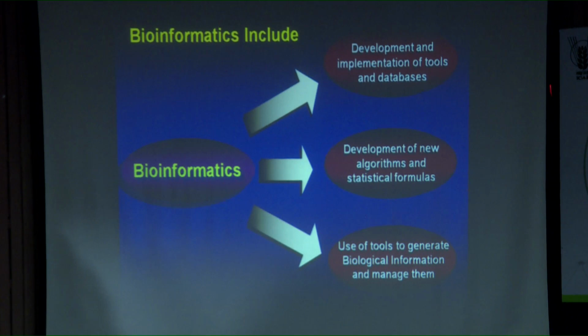The first one is development and implementation of tools and databases, which is not our domain, that is the domain of statistics people or computer science scientists. The second is development of new algorithms and statistical formulas, again the domain of statistics. And the third is use of tools to generate biological information and manage it. As a biologist, this is our domain. So, whatever software and algorithms have been generated, we will use them to solve the mysteries and to find out the solutions.